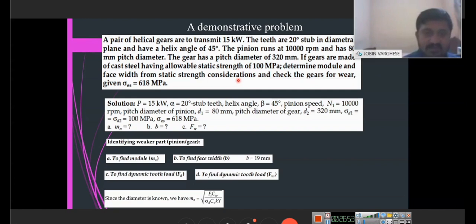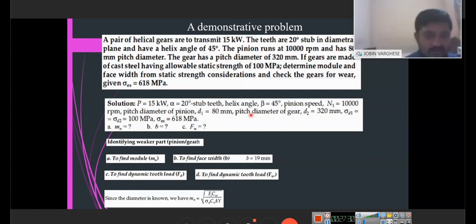I have only completed up to module and face width, and here we can just try to solve this one. Power is given as 15 kilowatts, that is the required power to transmit. The pressure angle is 20 degrees, stub in diametrical plane. The helix angle is 45 degrees. Then pinion speed N1 equal to 10,000 RPM. So pinion speed is given. Here the major thing is the pitch diameter of the pinion is given. Also the pitch diameter of the gear is given.